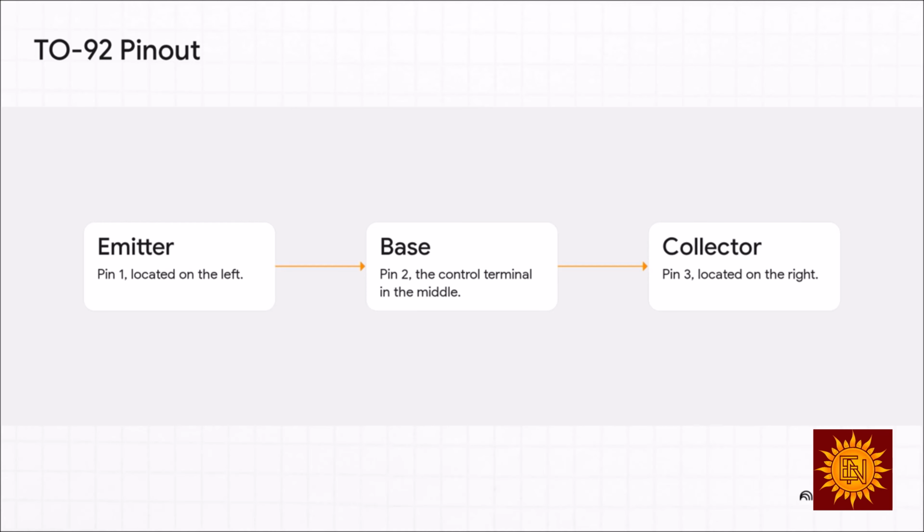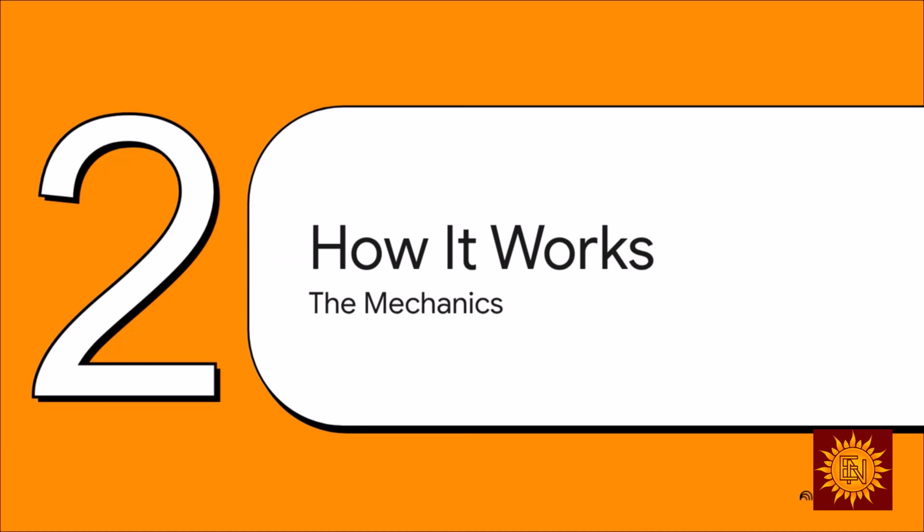Now, I have to give you a massive word of warning right off the bat here. TO92 packages are not, I repeat, not universally pin-compatible across different manufacturers or transistor types. You cannot just blindly swap components just because they look identical. Seriously, always check your datasheet. Moving on to part 2, how it actually works, the internal mechanics.